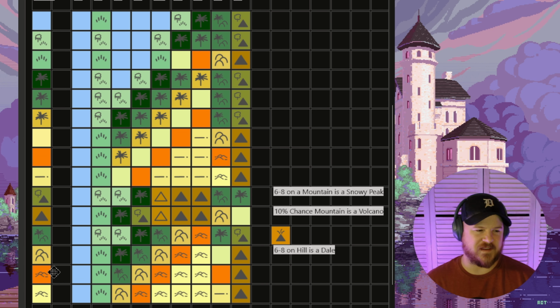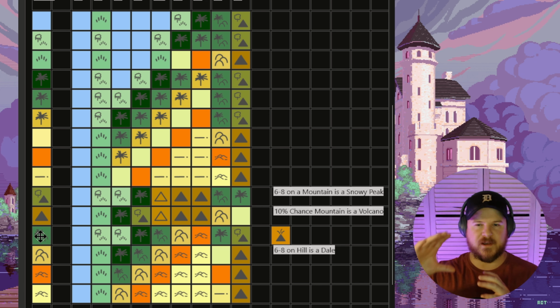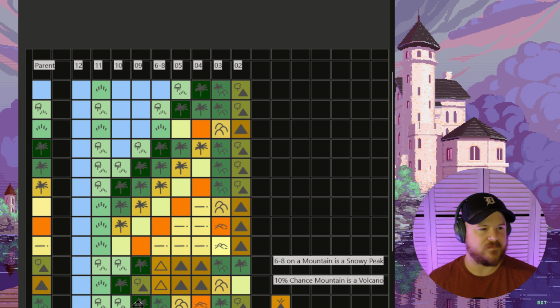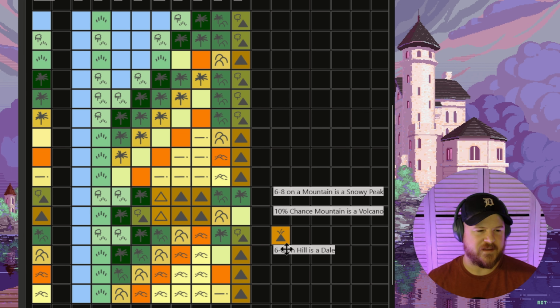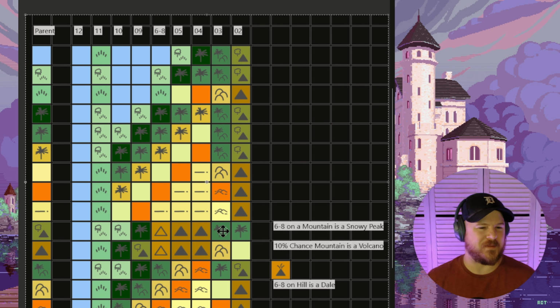And so there's different types of hills. So this is grass hills. This is scrub hills, desert hills, and then tropical forest hills. There are forest hills for the other bands as well. But it's very, very straightforward. 6 through 8, a hill is a dale. So, but it is a lot to keep track of.